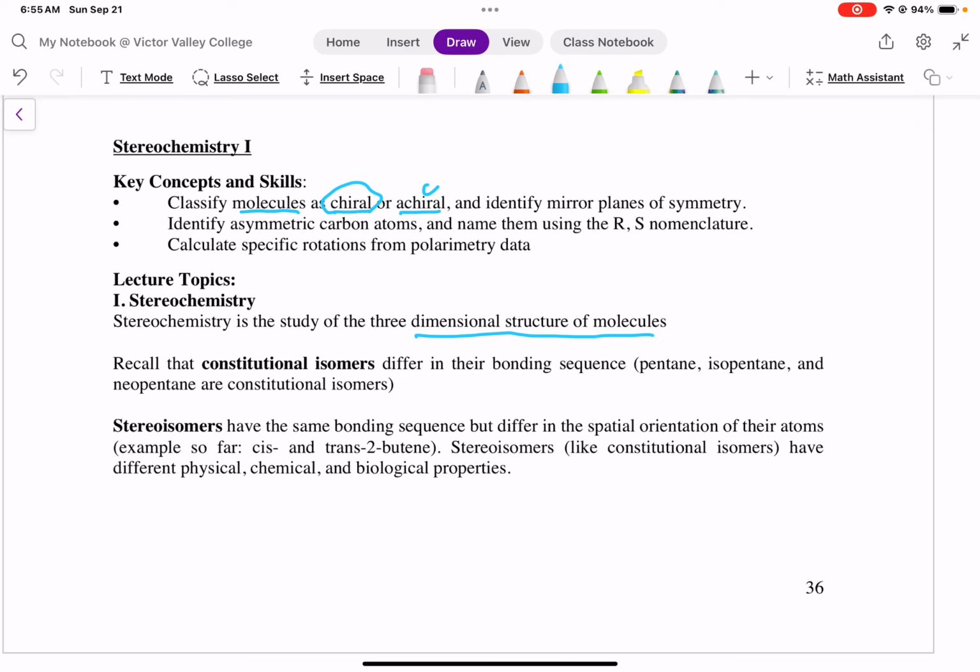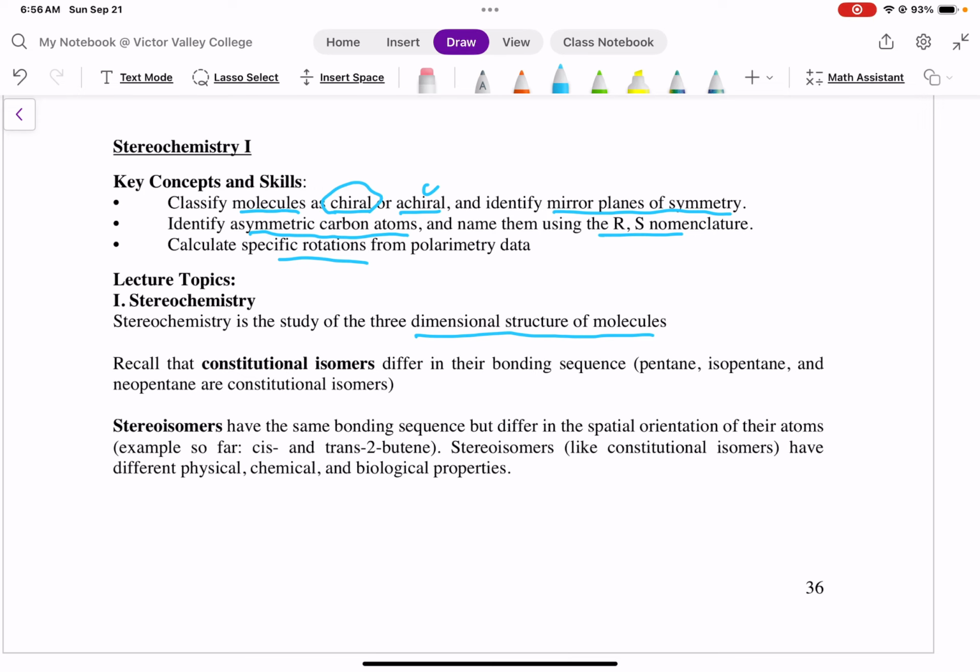And identify the mirror plane of symmetry, that's when the molecule has a plane of symmetry. Asymmetric carbons, that's the chiral carbon. And then we're gonna decide R or S, left-handed or right-handed, pretty much. And finally, looking at the specific rotations, the way the molecule rotates.